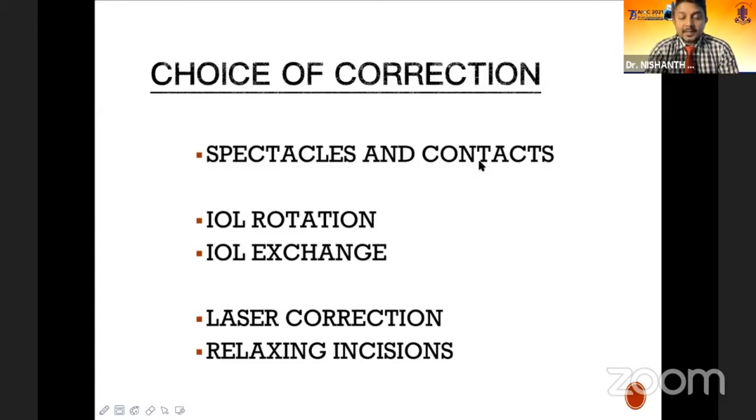What are all the choices of correction when you have a problem? First, I would say that if the patient has done both eyes, and with both eyes open the patient doesn't have any problem and you are only able to see some amount of toric changes, if the patient is comfortable, always leave the patient alone. That's the best choice. If the patient starts complaining, yes, you have an option of either spectacles or contact lens.